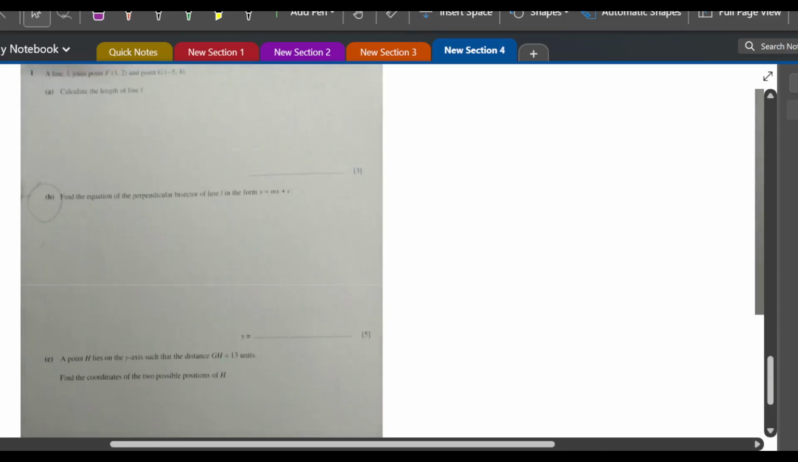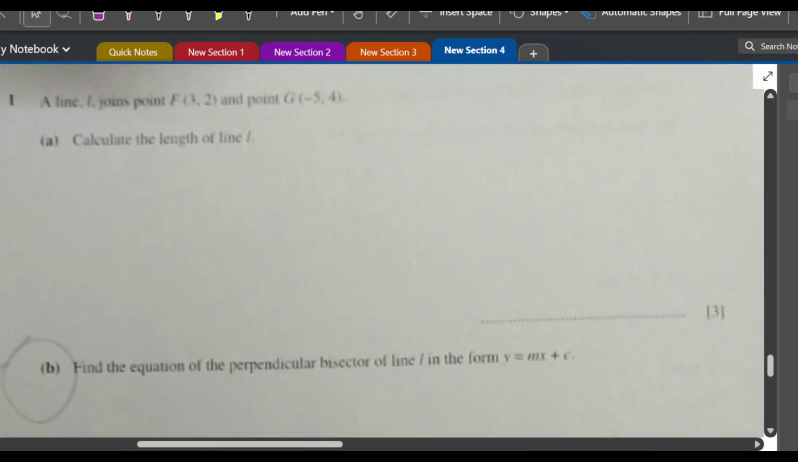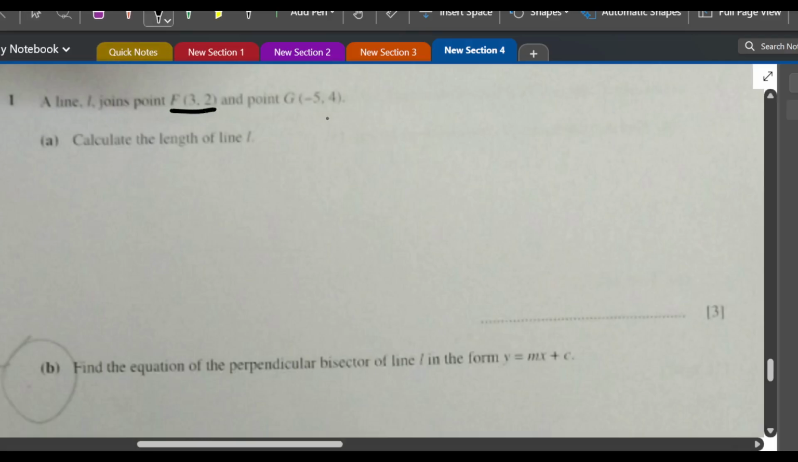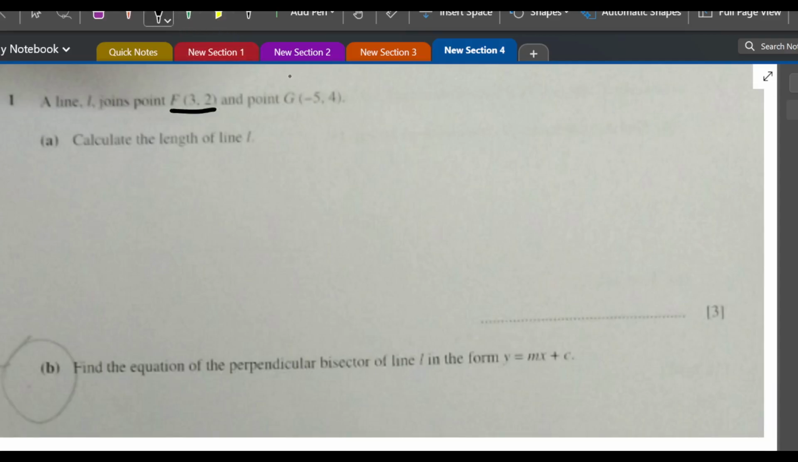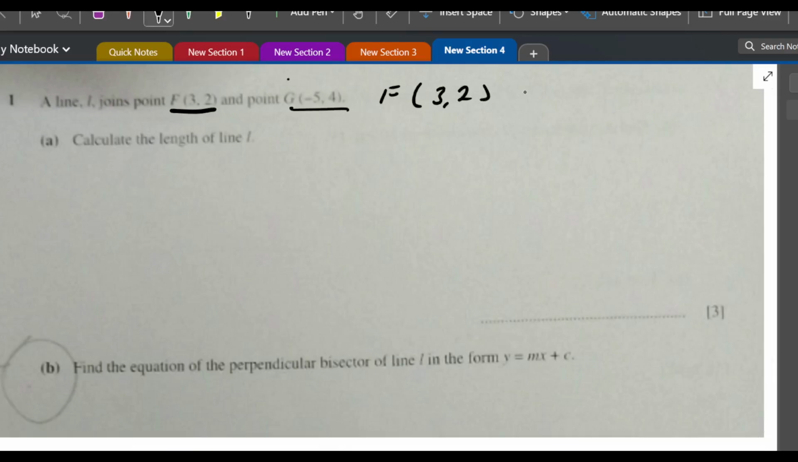Now this is the question, but it is too light. I will read it out. I will discuss from the first part onwards. A line L joins point F and point G. F is given as (3, 2) and G is given as (-5, 4). Okay, I'm audible.